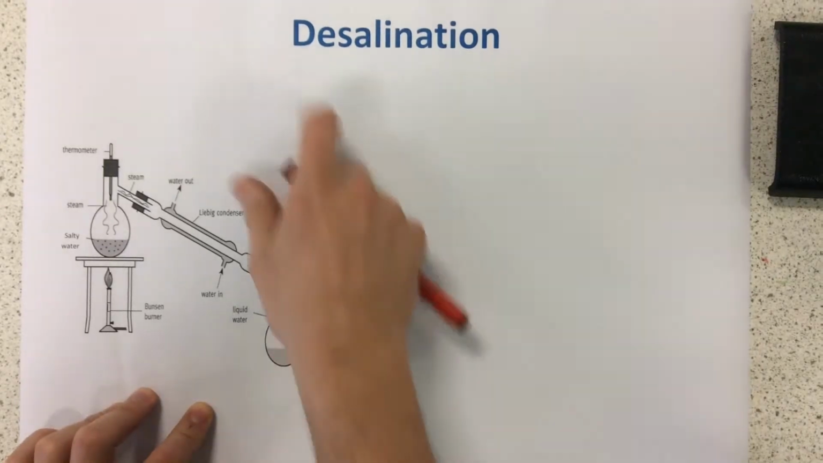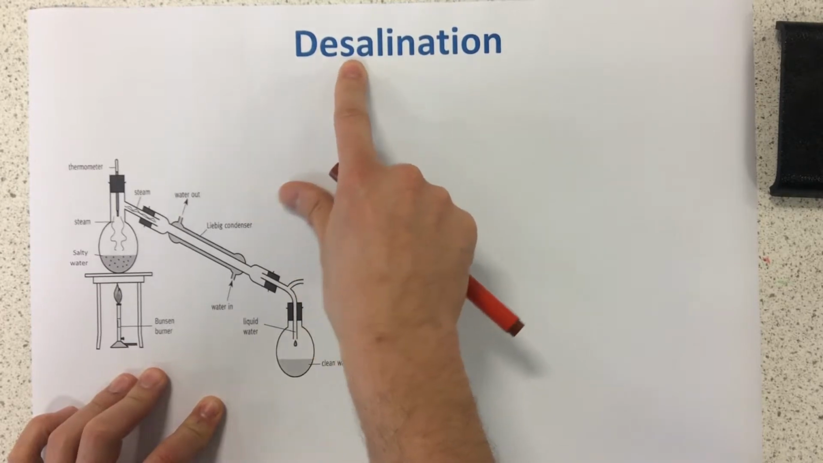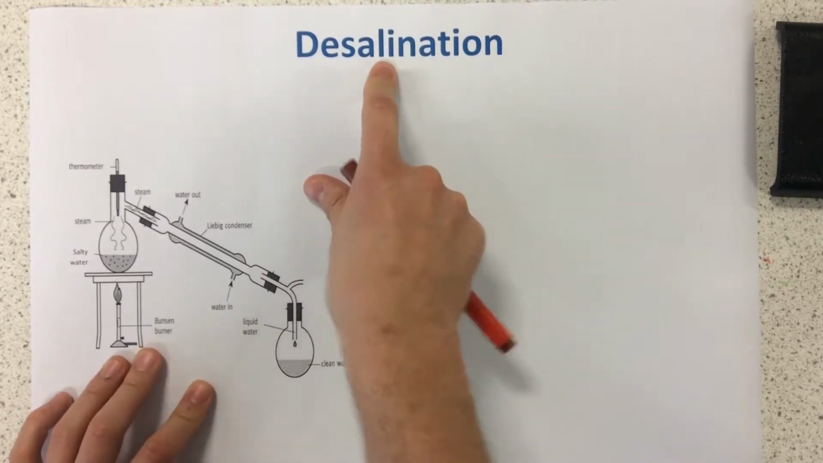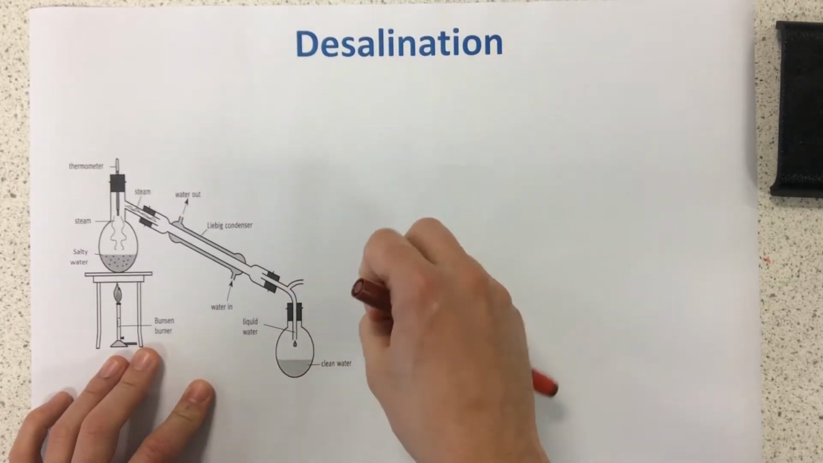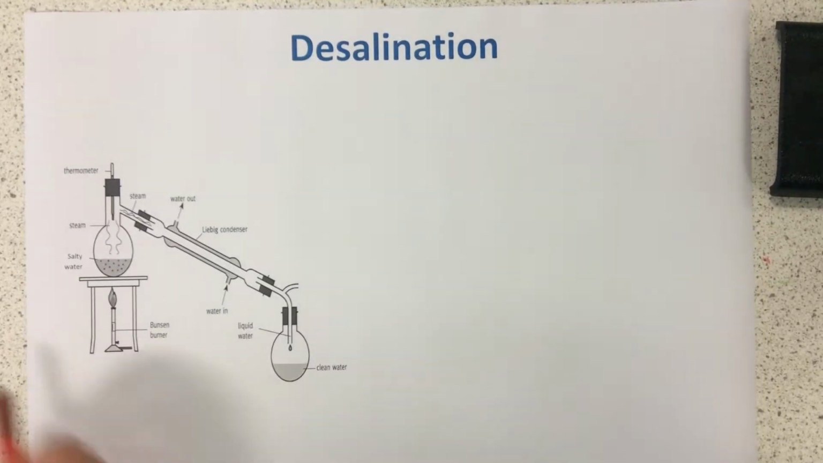Okay, today I'm going to talk to you about desalination. So, if a solution is said to be saline, it means it's salty. So what desalination means is just removing salt from water. So we might want to do this in order to create drinking water.